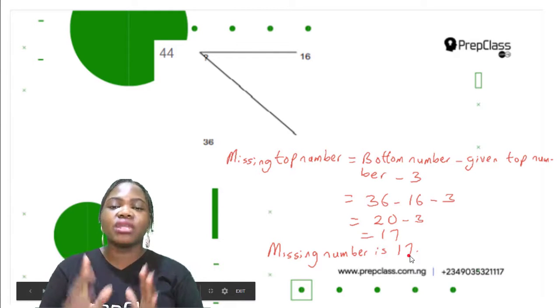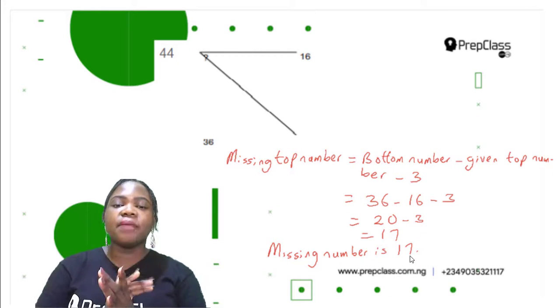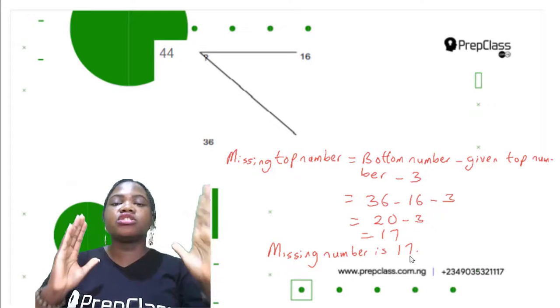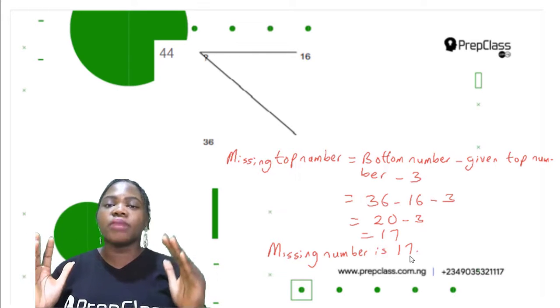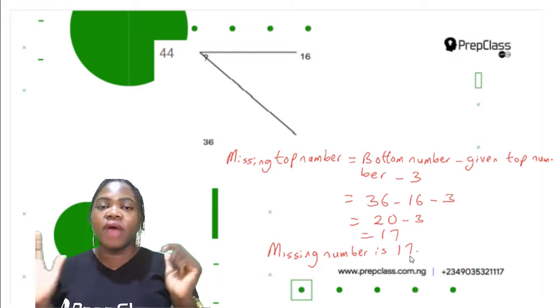Now, for you to be sure that your answer is correct, all you have to do is to follow the guide given in the samples. So for the samples, all you have to do is to add the two top numbers. Then, if the two numbers are even numbers, you add 4. If the two numbers are odd numbers, you add 2. Then, if one is an odd number and the other is an even number, you add 3.